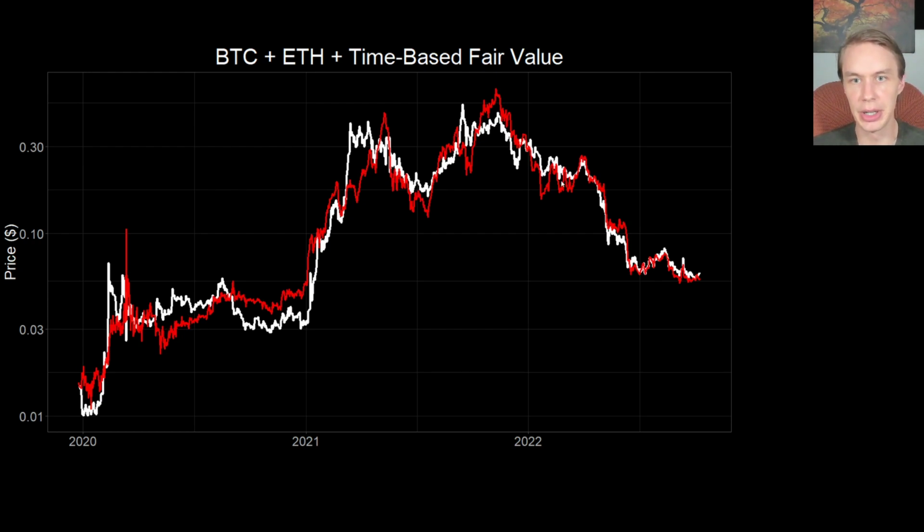It's following HBAR's price quite a bit more closely than the mere time-based version. And there are going to be times where HBAR is underperforming that fair value, or overperforming that fair value, and it generally comes back towards center. And there are some different things that we can observe from this.